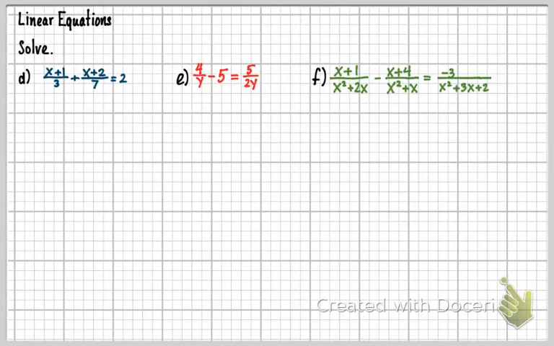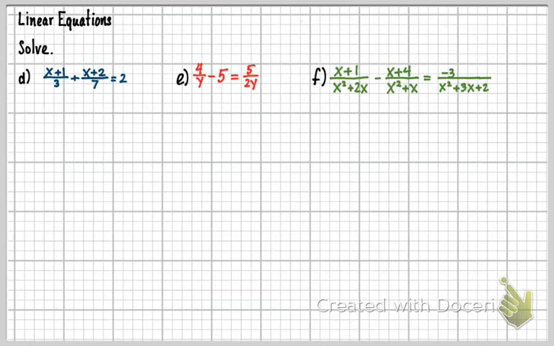So these problems also say solve. So for number D here, what I'm going to do is look at all of the denominators here. So I have a 3 and I have a 7. So the LCD of 3 and 7, the smallest number that 3 and 7 go into, is 21. So that's what I'm going to pick.